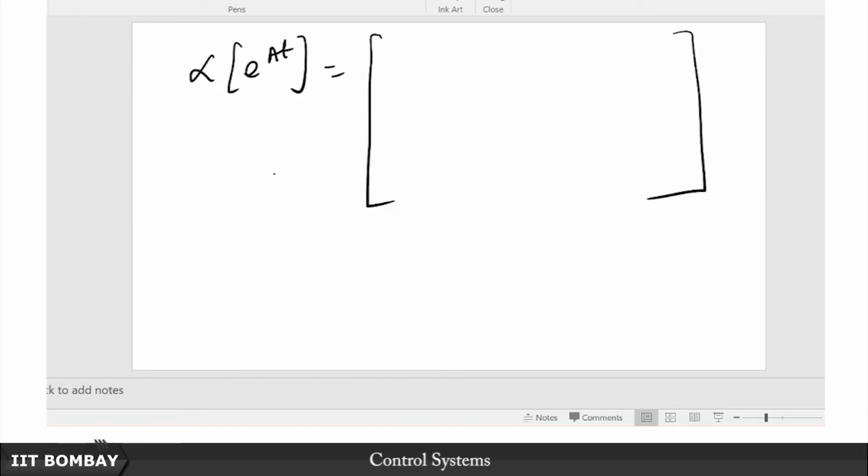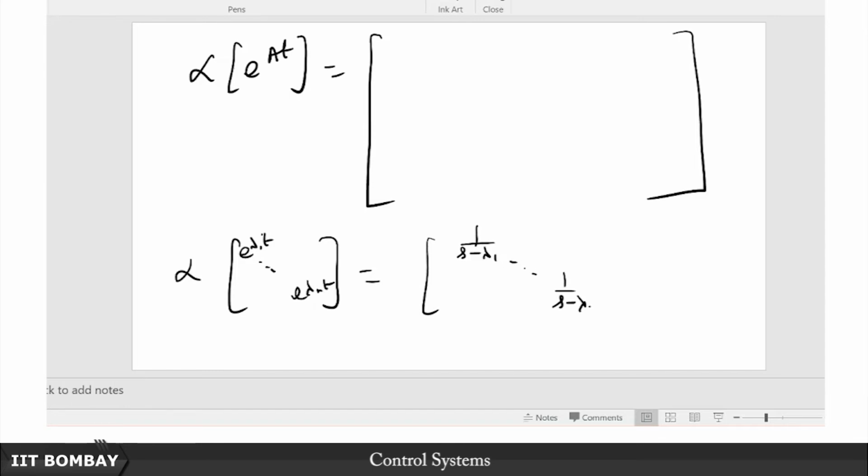Suppose we have the first type of block, which is just the diagonal. So we have e to the lambda 1 t, dot dot dot, till e to the lambda n t. If we take the Laplace transform of this, what do we get? We get 1 by s minus lambda 1, dot dot dot, till 1 by s minus lambda n.